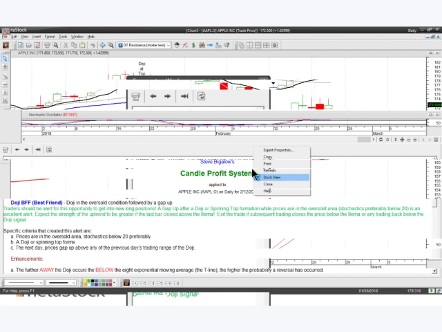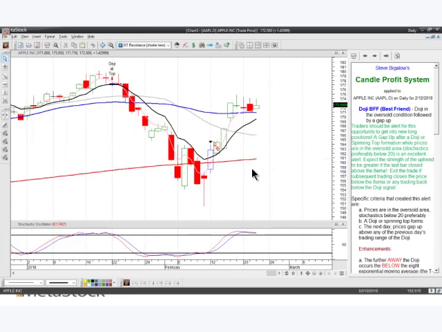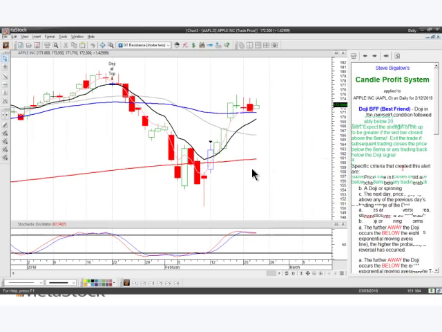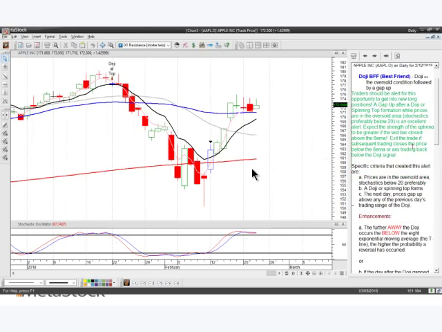Okay, so when you get this Doji best friend signal, it's basically going to tell you it's a Doji in the oversold condition, followed by a gap up. If you're a trader, you should be alert for this opportunity to get into a new long position. A gap up after a Doji or a spinning top formation while prices are in the oversold area is an excellent alert. Expect the strength of the uptrend to be greater if the last bar closes above the 8 EMA. Exit if subsequent trading closes the price below the 8 EMA or trading back below the Doji signal.